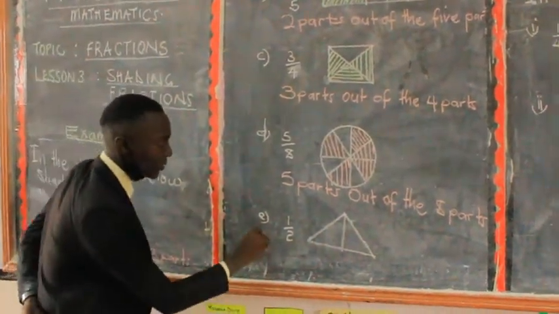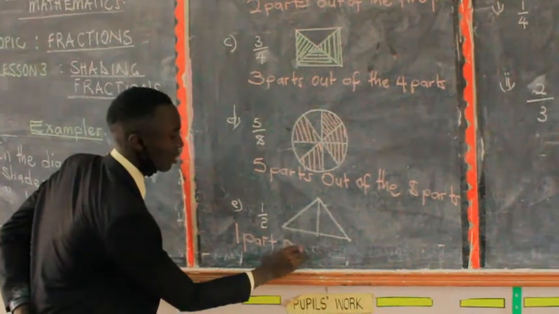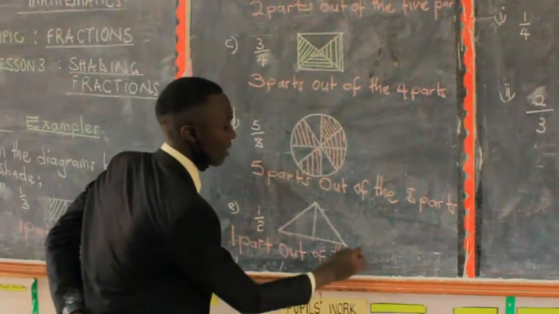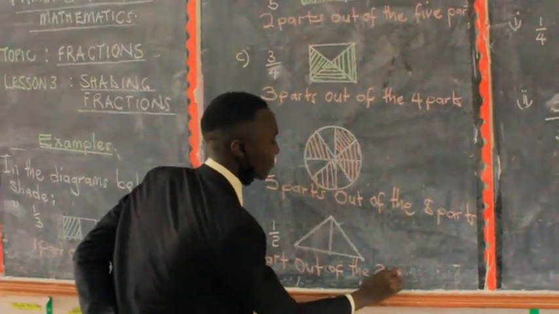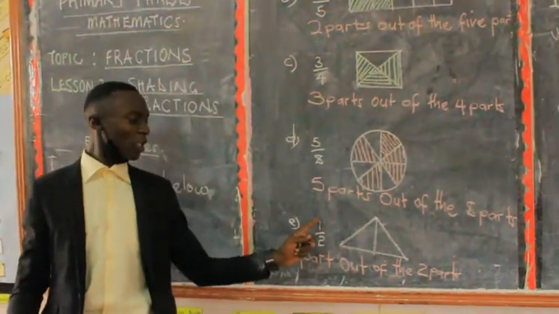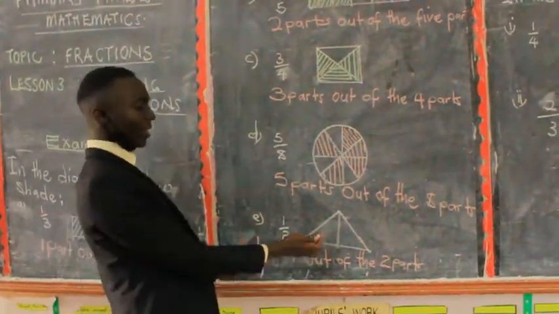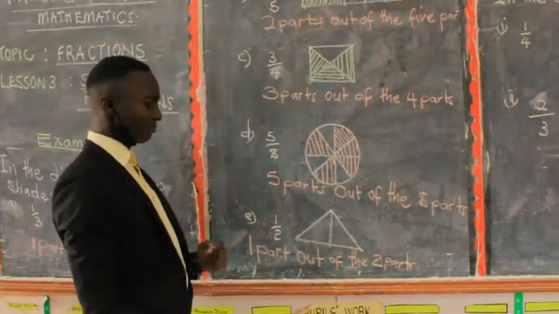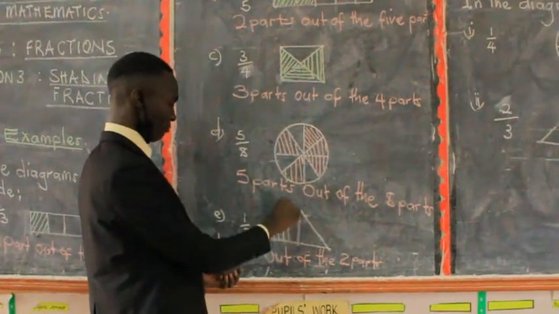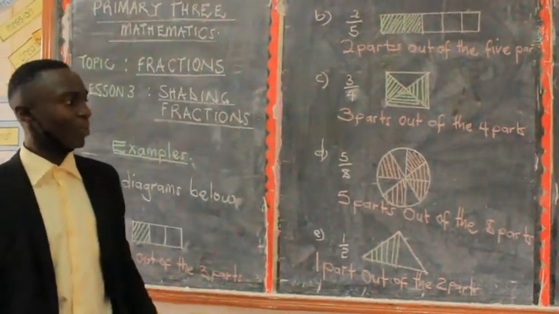So, it means that we are going to shade 1 part out of the 2 parts. That's what half means. Half means that we are going to shade only 1 part out of these 2 parts. So you can either shade this one or shade this one. But now let me shade this one. So that is 1 part out of the 2 parts.